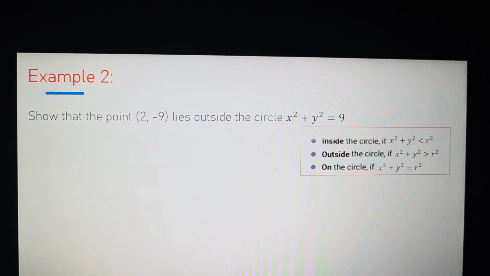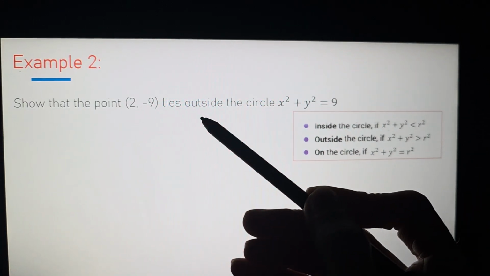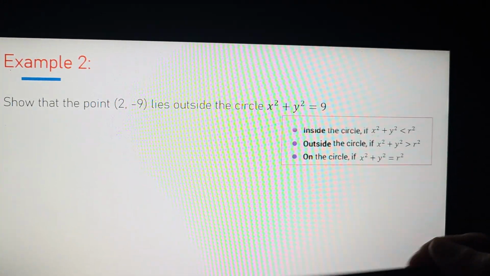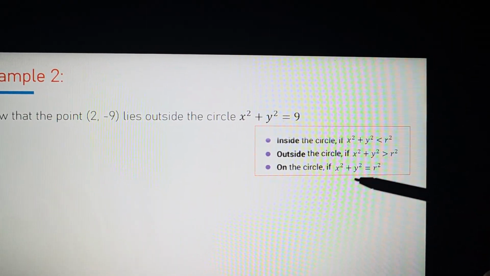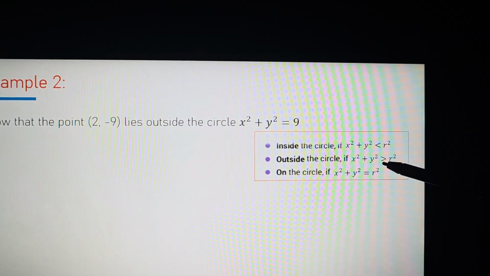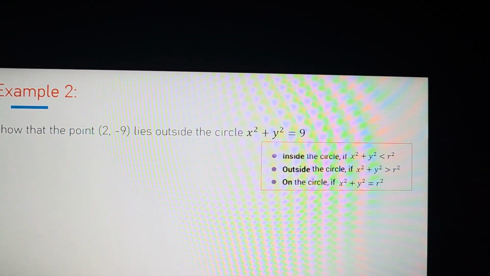Second example, show that that point lies outside that circle. Okay, so this time they're being specific. They said show that the point is outside the circle. So if I use method 1, then with my circle equations, if I am less than the right-hand side, I'm inside the circle. If I'm greater than the right-hand side, I'm outside the circle. But if I was equal to the right-hand side, I'm on the circle.